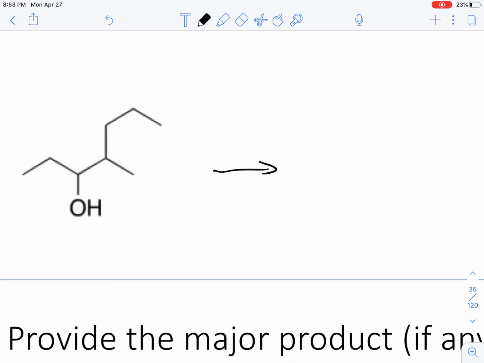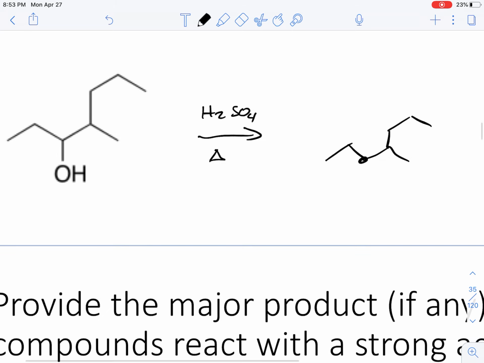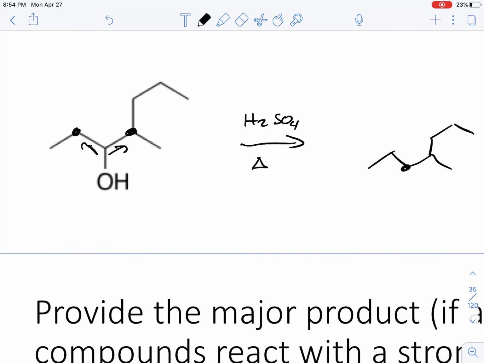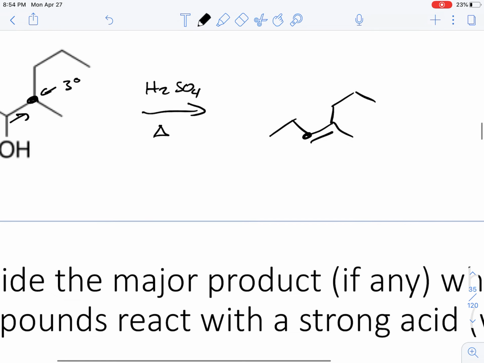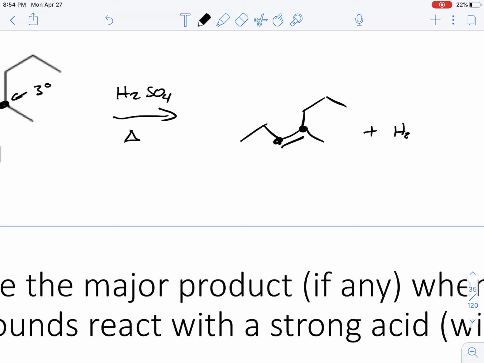So here, if I treat this with H2SO4 and heat, this was where that hydroxyl group was, and then I have that tail on the top. Since I have two options, I can go left or right, I have to look at the numbers. This carbon on the left is a secondary carbon. This carbon right here is a tertiary carbon. So the double bond will most likely form between these two carbons. And since this is a dehydration reaction, I am going to produce H2O.